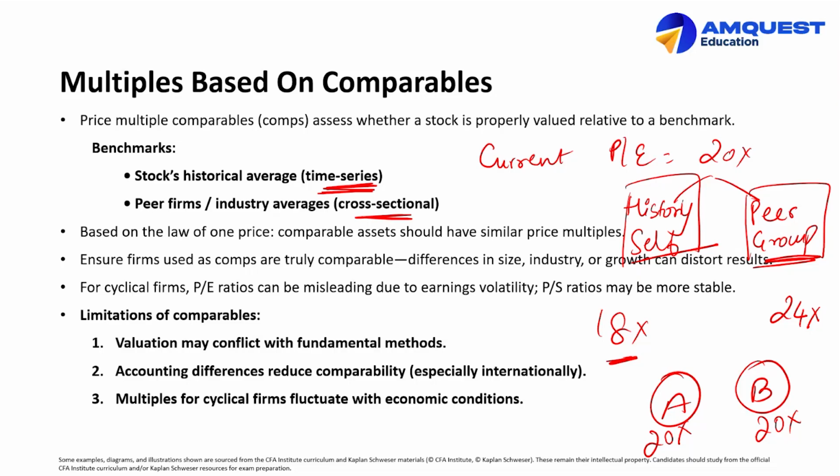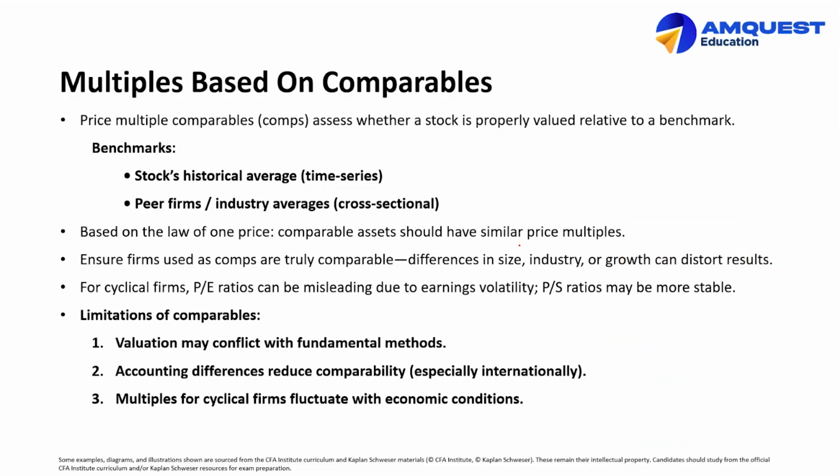Ensure firms used as comparables are truly comparable. So if size is different, a big firm and a small firm cannot be compared. If industry is different, I cannot compare cement and consumer discretionary like Zomato. If growth is different, one is a mature firm and one is a new firm, then also I will not be able to compare this. So comparables cannot be used if these things exist. So again, it is important from theory. We cannot use comparable measures if size is different, industry is different, and growth potential is different.